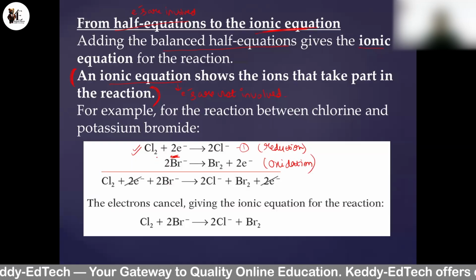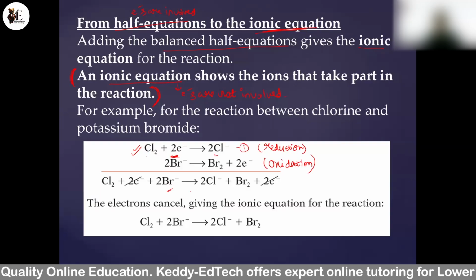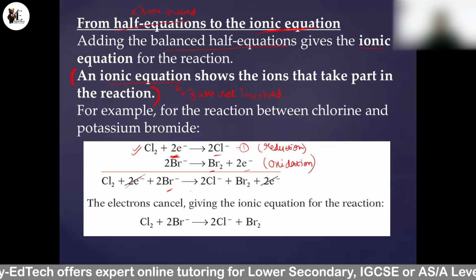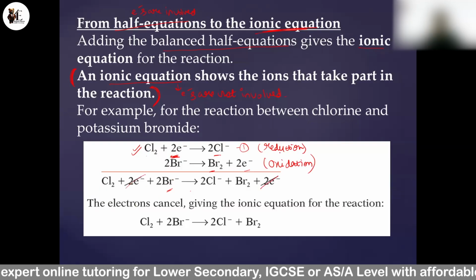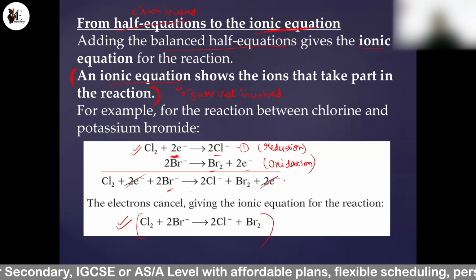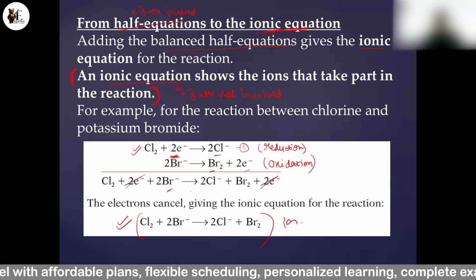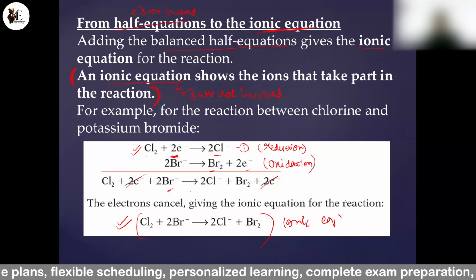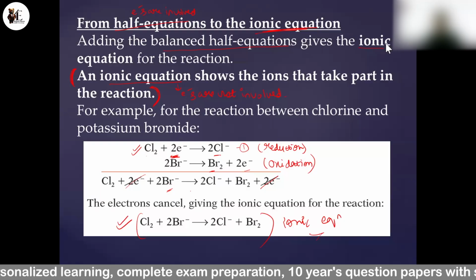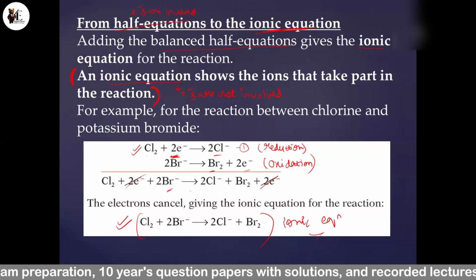So you have to add both the equations. Cl2 plus 2 electrons plus 2 Br minus gives me 2 Cl minus plus Br2 plus 2 electrons. Now you can see that 2 electrons and 2 electrons can cancel out each other because they are on the opposite sides of the reaction. So our ionic equation would be this: Cl2 plus 2 Br minus gives you 2 Cl minus plus bromine. So this is your ionic equation, which shows only the ions which take part in the reaction. No electrons are involved in this reaction. Is it okay? Write it down. Done.